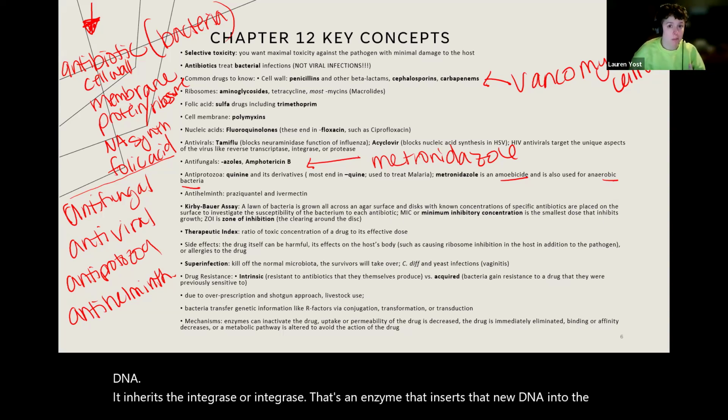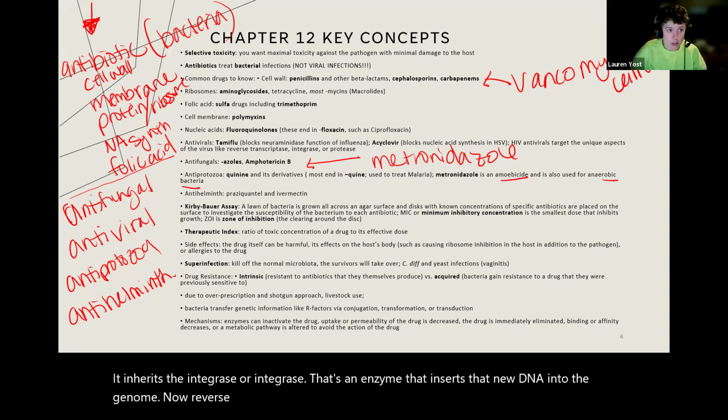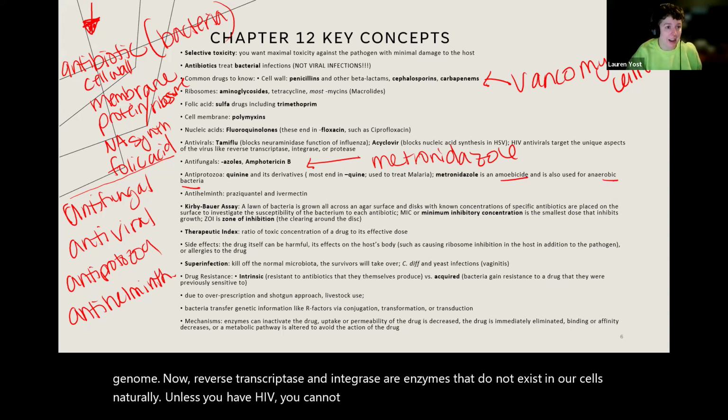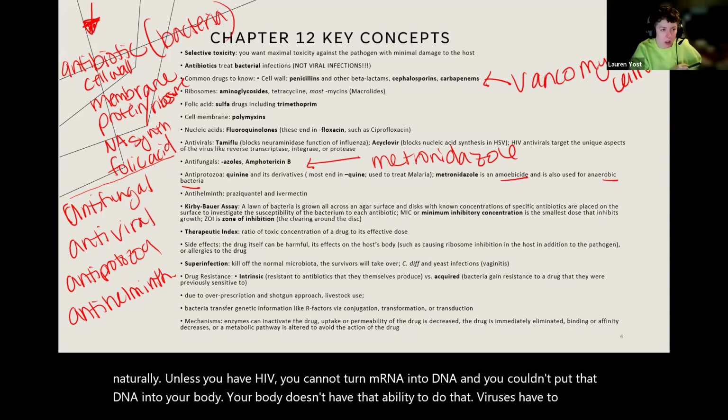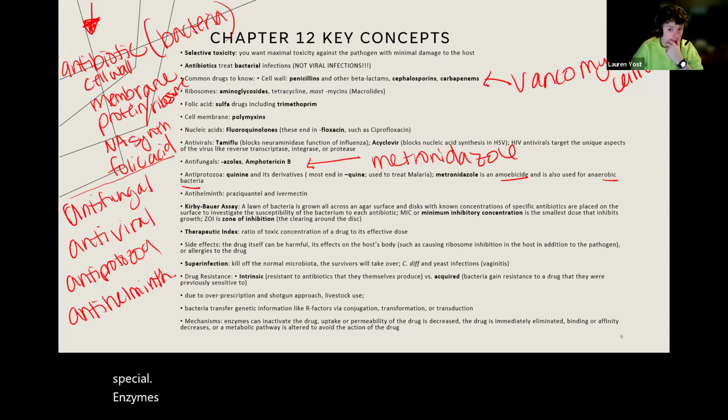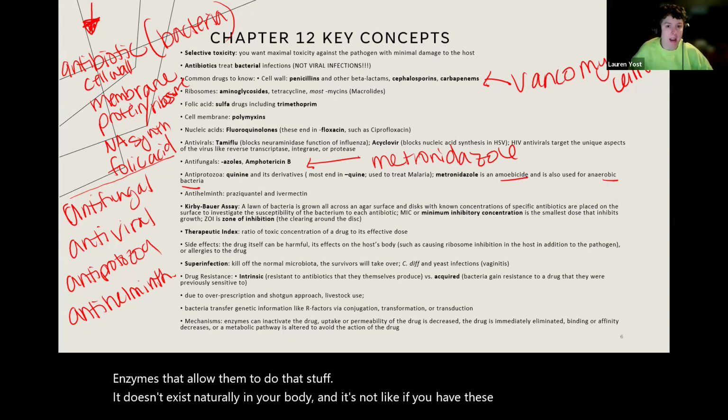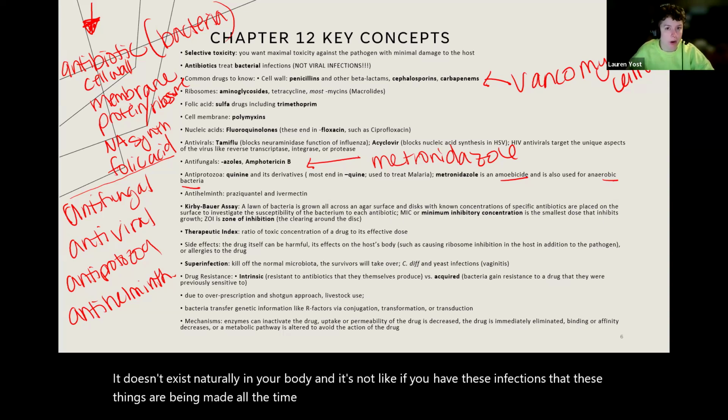Now, reverse transcriptase and integrase are enzymes that do not exist in our cells naturally. Unless you have HIV, you cannot turn RNA into DNA, and you couldn't put that DNA into your body. Your body doesn't have the ability to do that. Viruses have to have special enzymes that allow them to do that stuff. It doesn't exist naturally in your body, and it's not like if you have these infections, these things are being made all the time and your body could just use them for whatever either.